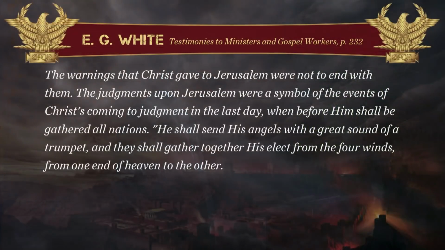232. The warnings that Christ gave to Jerusalem were not to end with them. The judgments upon Jerusalem were a symbol of the events of Christ's coming to judgment in the last day, when before Him shall be gathered all nations. He shall send His angels with a great sound of a trumpet, and they shall gather together His elect from the four winds, from one end of heaven to the other. So clearly, the destruction of Jerusalem and the events that led up to this particular event symbolizes what is going to happen at the very end of time.